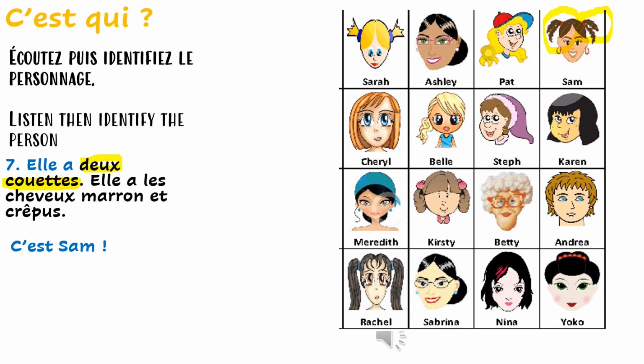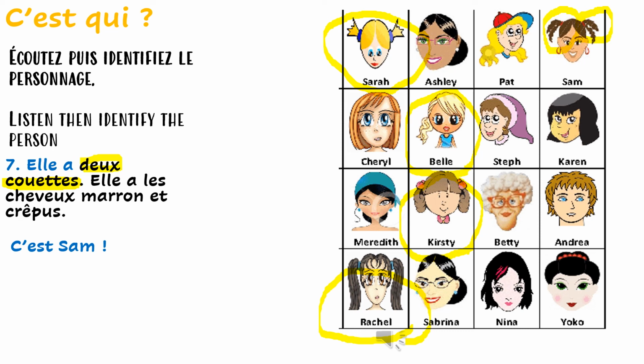Who else has ponytails in here? We have Sarah with two ponytails. We have Kirsty with two ponytails. We have Rachel with two ponytails. And then we have Belle, but she only has one ponytail. Une couette. Belle has just one ponytail, une seule couette, so she did not qualify. Alright, so we have four girls up in here with two ponytails, avec deux couettes, right? But then we have a defining characteristic. It says, elle a les cheveux marron et crépus.